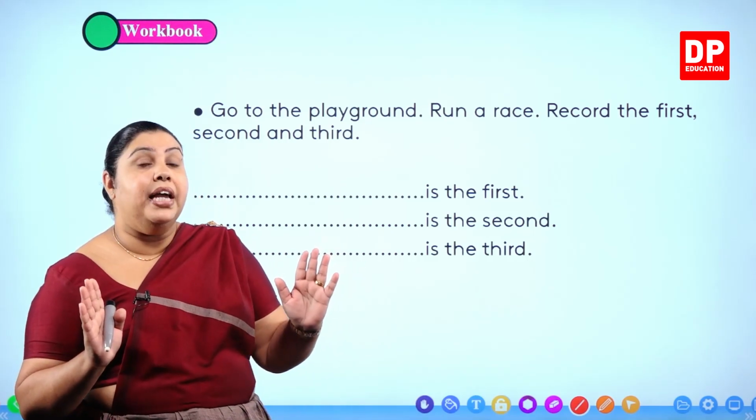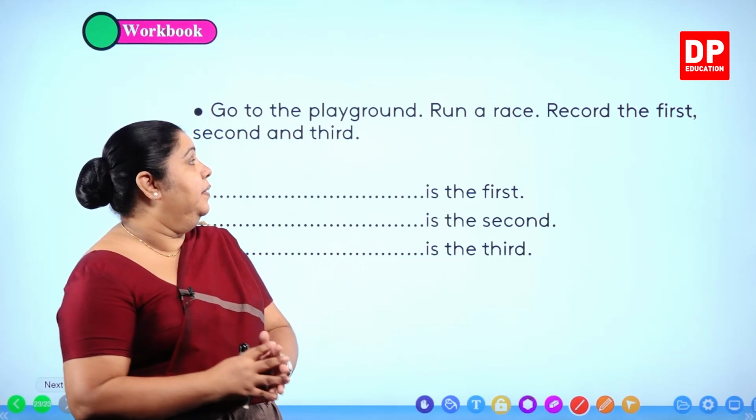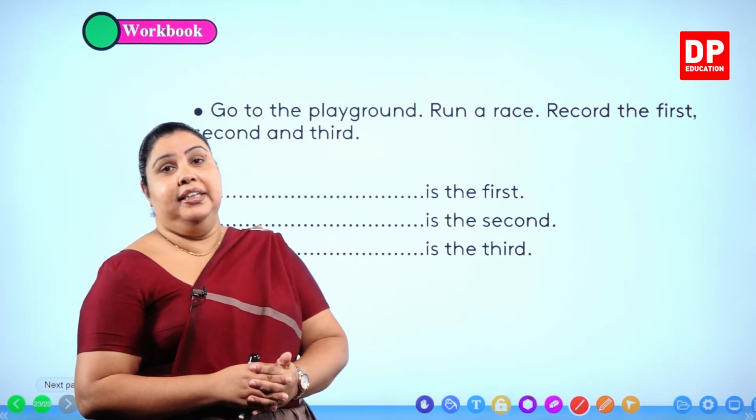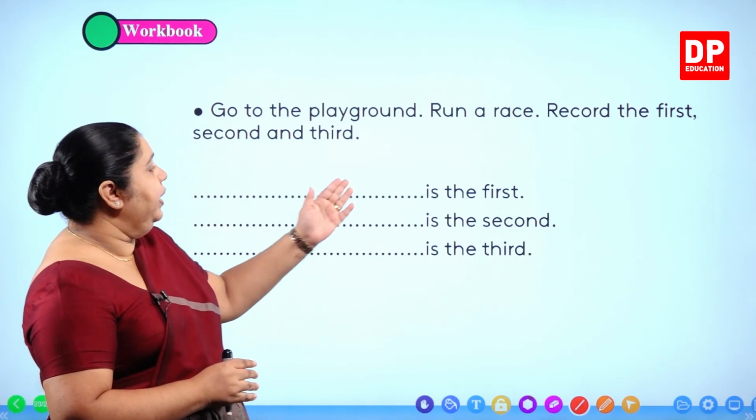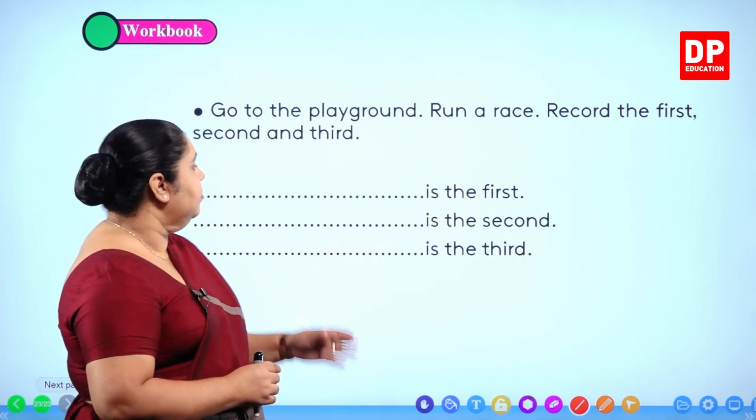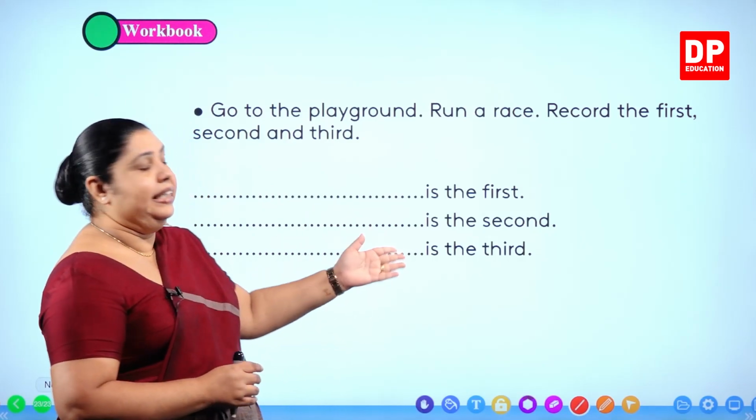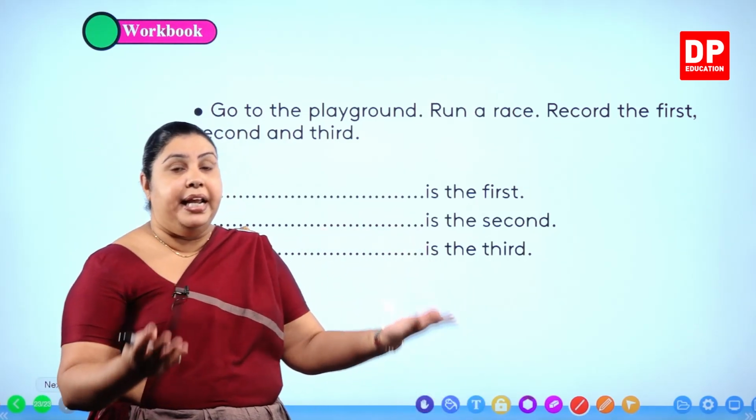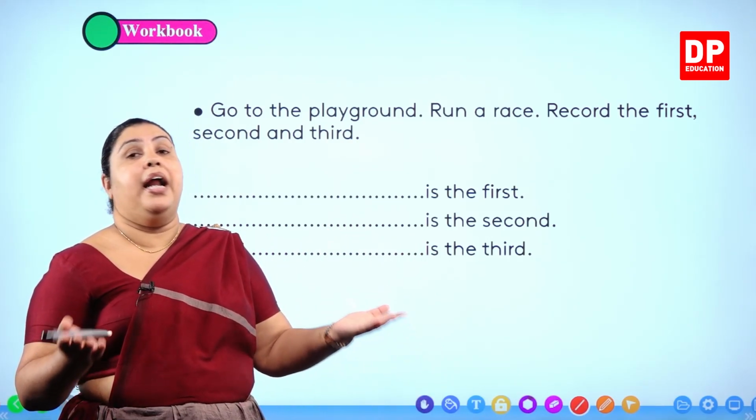That is why I told you, when we go to the ground, you have to do that. Record the first, second, and third. Now here we have blank is the first, blank is the second, blank is the third. Now you have to actually go to the ground, play, and then get the results and write the names.